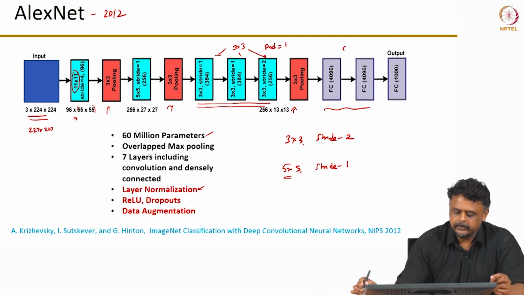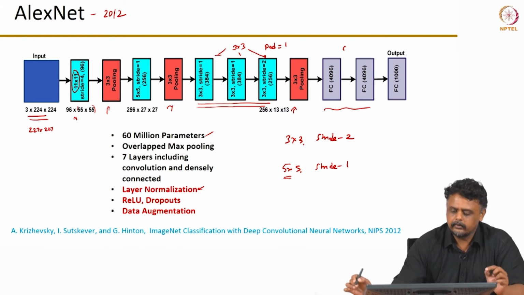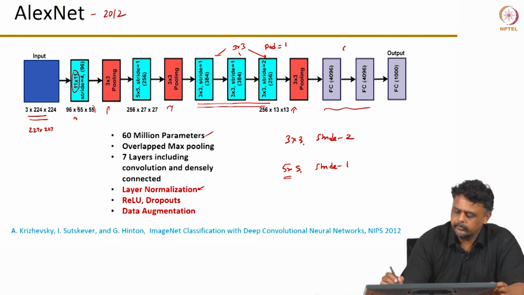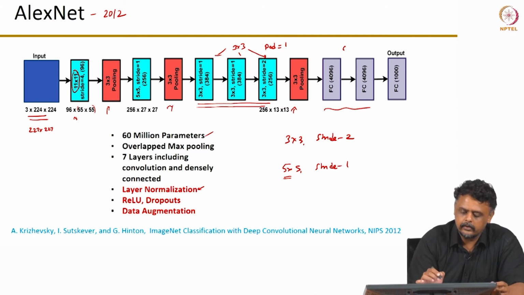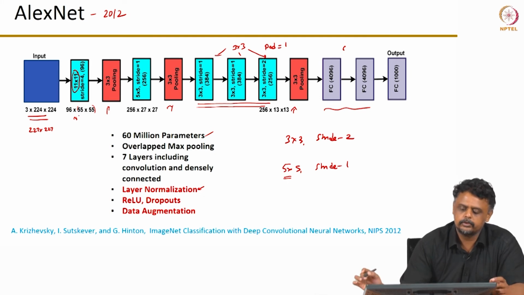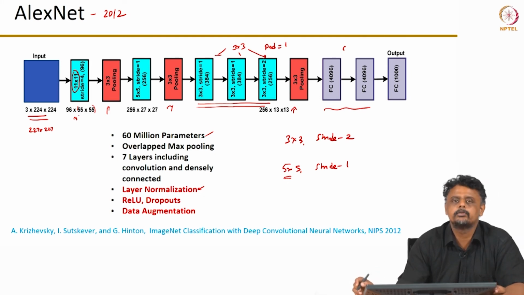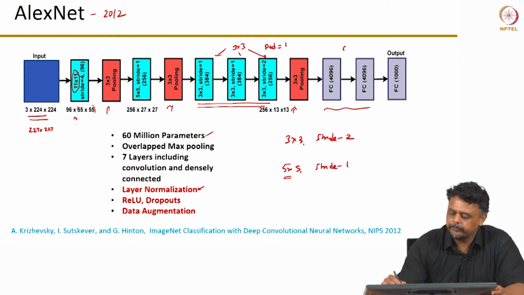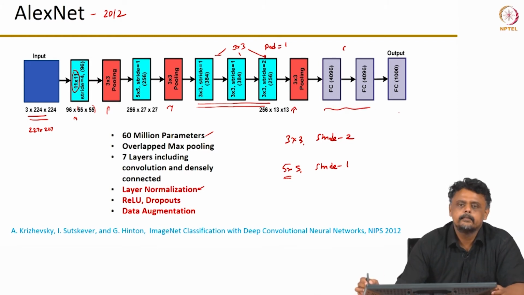Another thing about this network is that a lot of the computations happen in the earlier layers, because you have 11 cross 11, 5 cross 5 and 3 cross 3 convolutions. But if you look at the fully connected layers at the end, there are lots of parameters here. Most of the parameters come from here, because if you look at these 2 fully connected layers, it is like 4096 times 4096 weights.